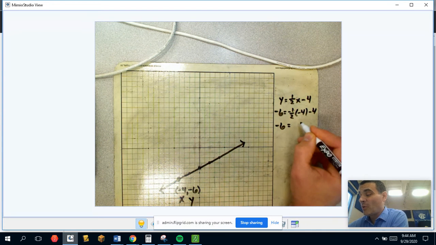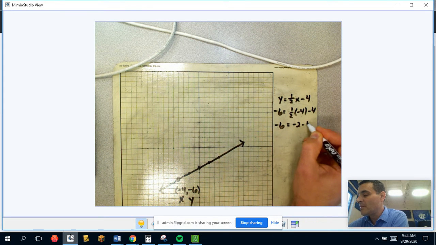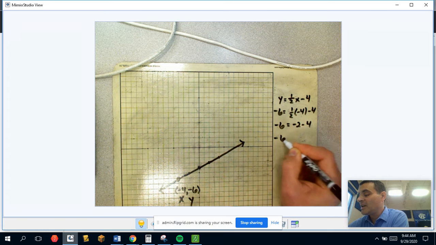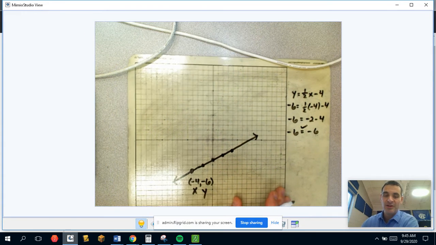1/2 times -4 is -2. -2 minus 4 is -6. So this is in fact true. And you could do that for any point on the line, including the ones that are in between them, even though those would be a little harder to check. Anything that's shaded would be a solution here.